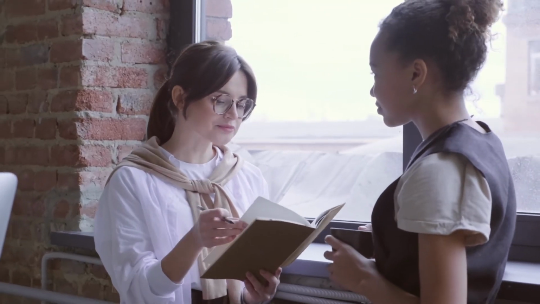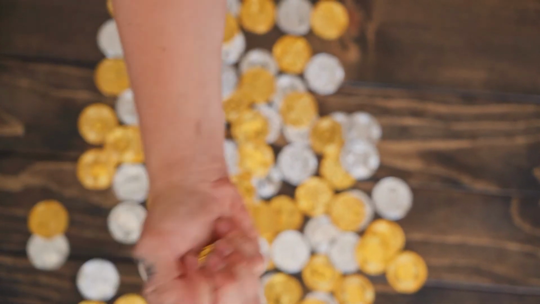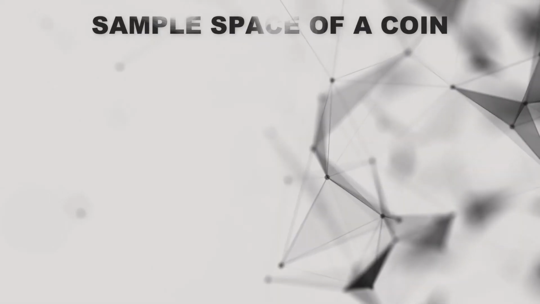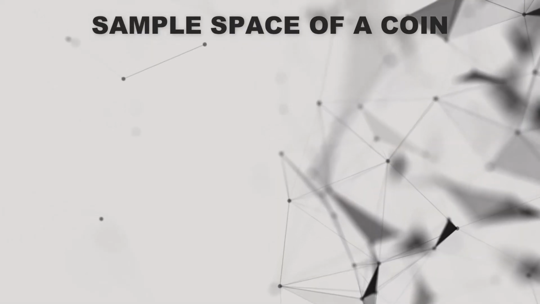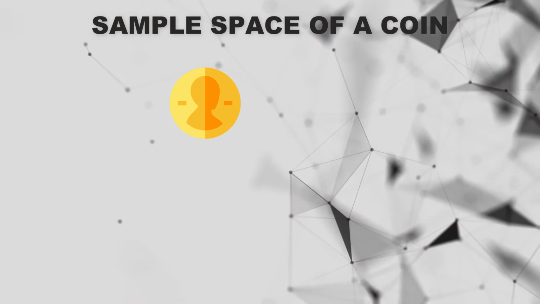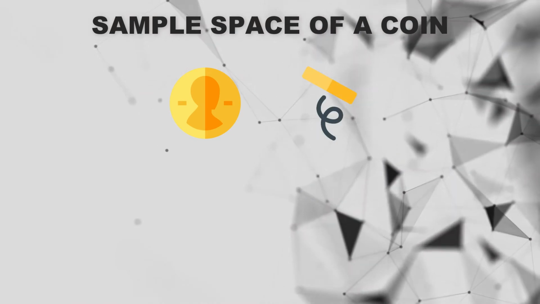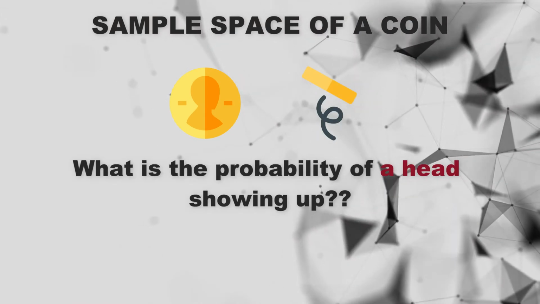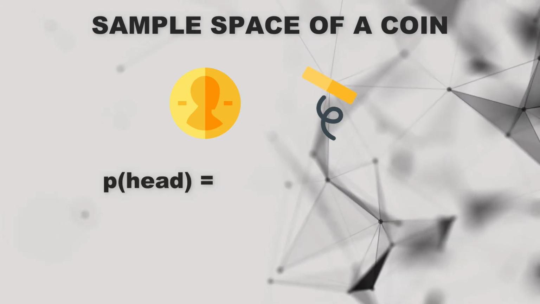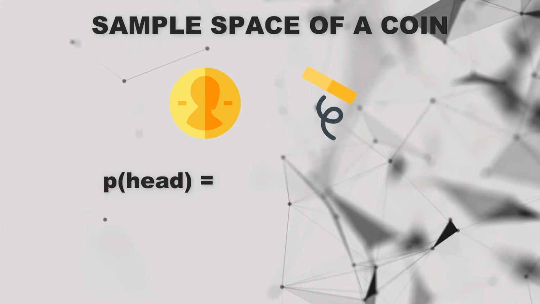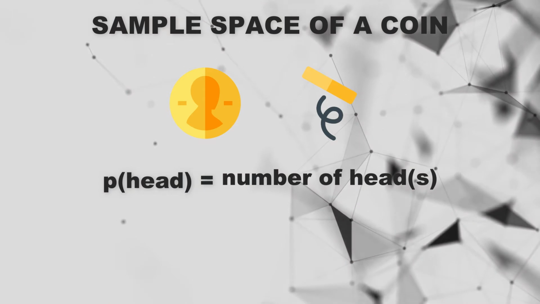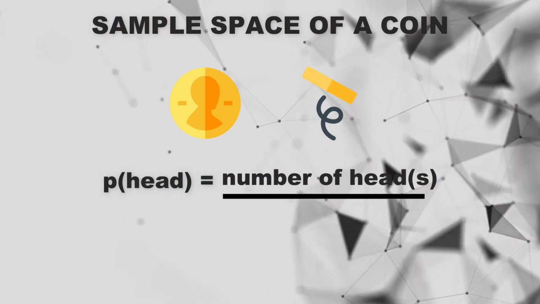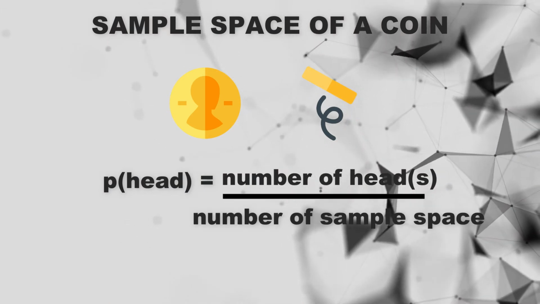So let's pick another example, and this time I will be using the example of tossing a coin just once. When I toss a coin just once, I have 2 outcomes, and that is head and tail. So I can ask the question, what is the probability that a head is going to show up? The probability that a head is going to show up is equal to the number of heads that occur in the sample space divided by the total number of the sample space.